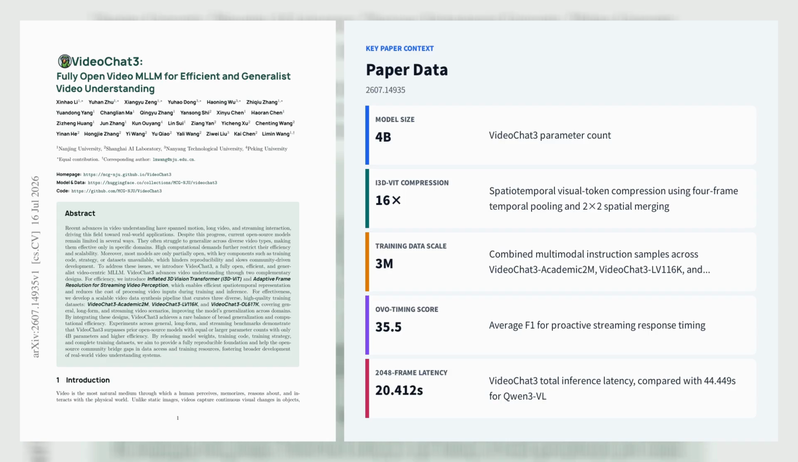Efficiency improves sharply with longer inputs. On 2048 frames, total latency falls from 44,449s for Qwen3-VL to 20,412s for VideoChat3. The authors release weights, code, training recipes, datasets, and data construction pipelines, making the system unusually reproducible.